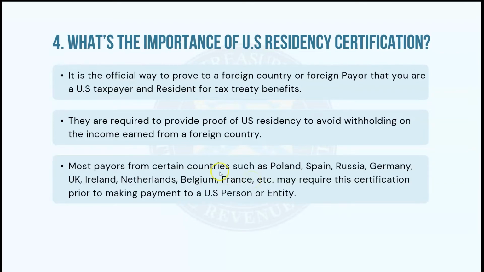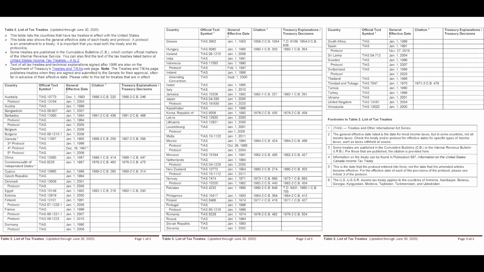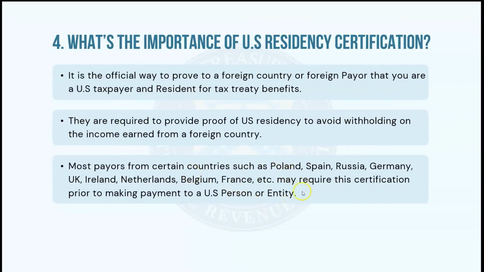Many payers from certain countries such as Poland, Spain, Russia, Germany, UK, Ireland, Netherlands, Belgium, France, etc. These are basically those treaty partners that we have, there's a whole lot more. If you look into the IRS guidelines and publications, you would see a lot more countries that the U.S. has a tax treaty, a double taxation treaty agreement, with. So this list here is not all inclusive, but just to give you some common examples of countries that usually request these certificates.